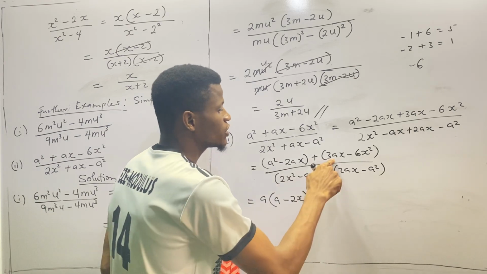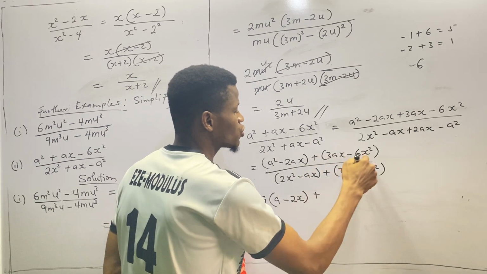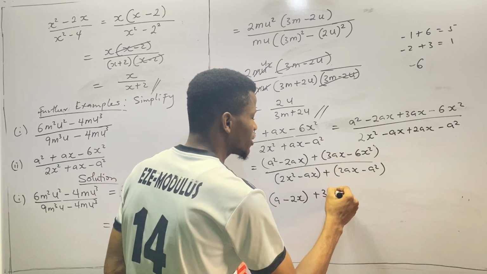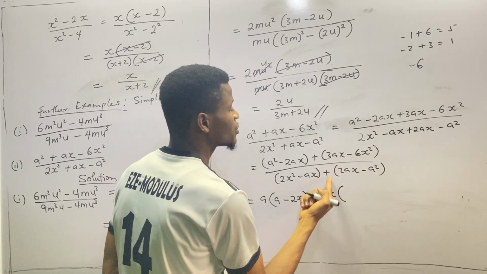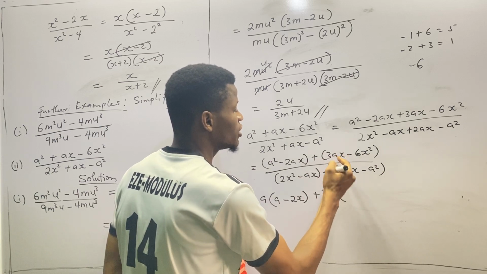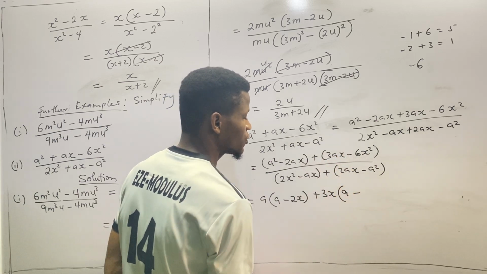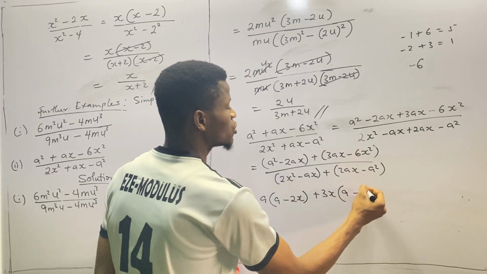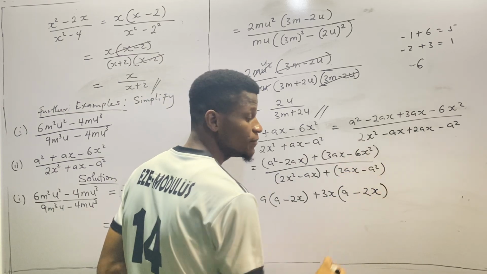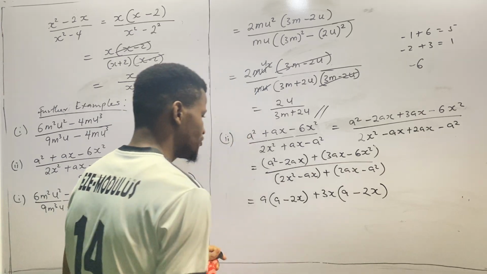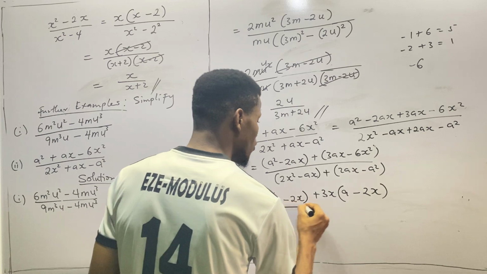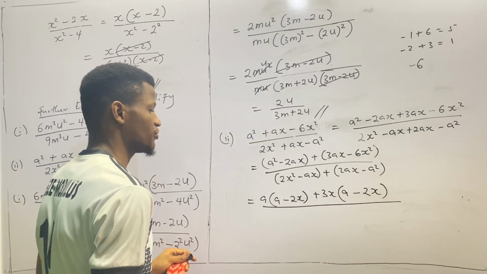Plus, what is common here? 3 is common, so bring the 3 outside. And x is also common, so we'll bring the x outside. 3x divide 3ax, 3 cancel 3, x cancel x, remaining what? A. Minus 3x divide 6x squared, 3 divide 6 is 2, x divide x squared is what? X. All right? Okay. Then we are done with the numerator, so we'll go over to the denominator.